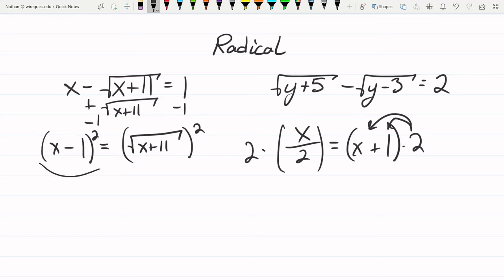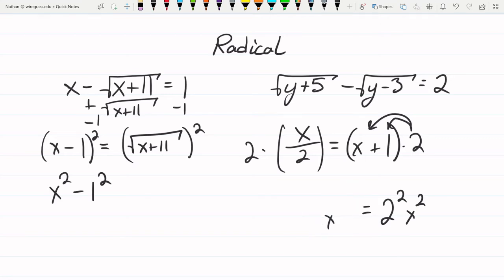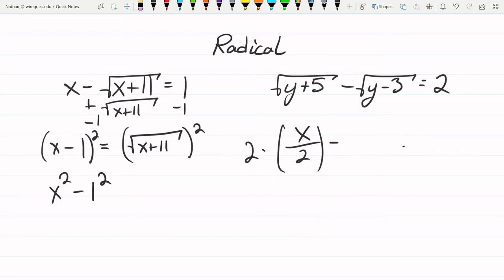This, however, a squaring, is not distributive over addition. It is over multiplication. So if I had something like 2x and then I squared it, this is the same thing as 2 squared times x squared. It does distribute over multiplication. It does not distribute over addition. Do not make the mistake of saying that x minus 1 squared is the same thing as x squared minus 1 squared. They are in fact never equal, except for one very, very special case, and that's very rare. So don't worry about that. Never assume that this is true.